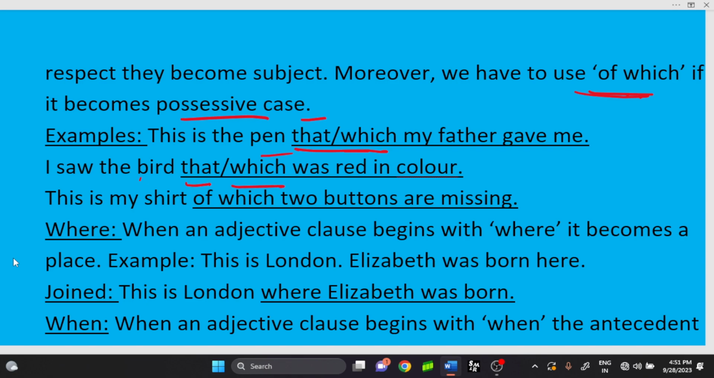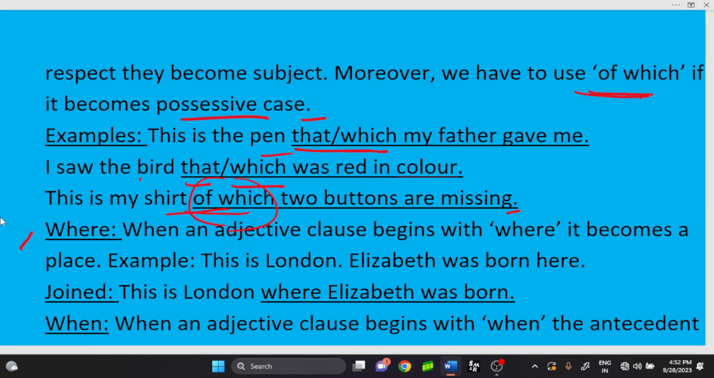This is my shirt of which two buttons are missing. Here see the very joint. Actually, of which tells us possession. This is my shirt of which two buttons are missing, or got missing also.